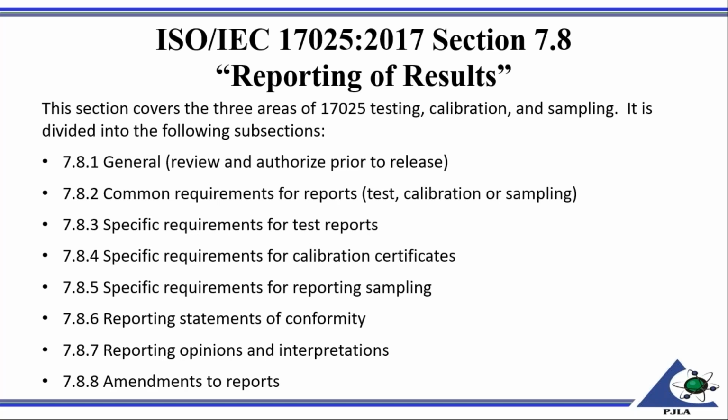Okay, now section 7.8 itself, reporting results. This section covers 3 main areas for 17025: testing, calibration, and sampling. And it is divided into the following subsections. Now, testing is kind of obvious. Calibration, you're calibrating an item, a piece of equipment. Testing, you're testing an aspect of a physical item more often than not. You know, testing the chemical composition of a piece of steel, or even testing the durability of something. Testing is a very broad area, calibration is more specific.